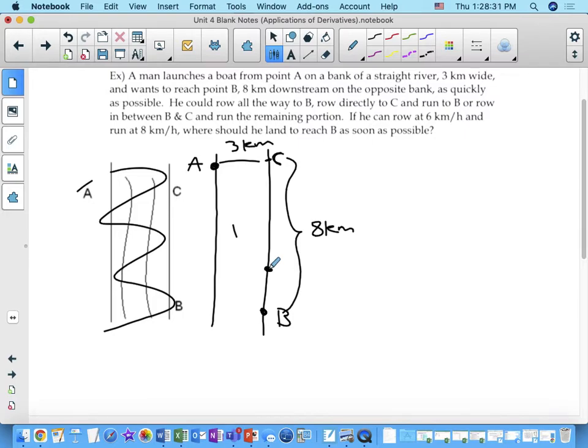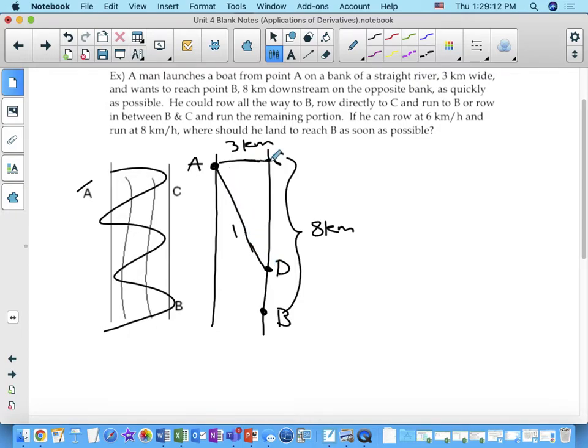Okay, so I'm going to call this point D. Now, it doesn't actually matter whether option A or option B is fastest, because if option A is fastest, D is going to be at the same point as B. And if option B is fastest, D is going to be at the same point as C. So I'm going to assume that point D, that magic spot, is somewhere in between. Let's assume he rows there.